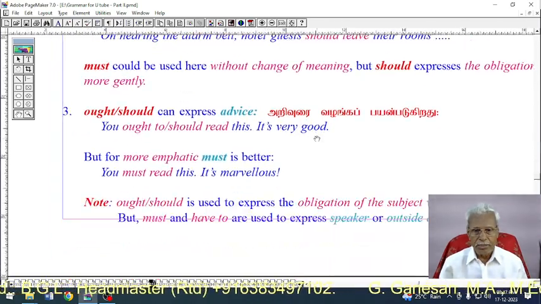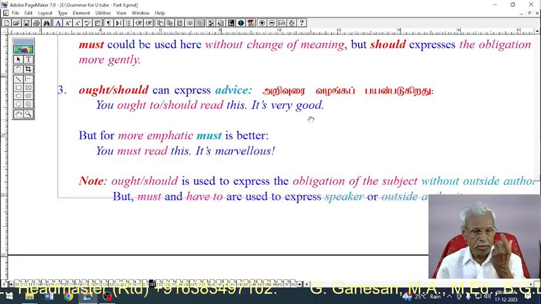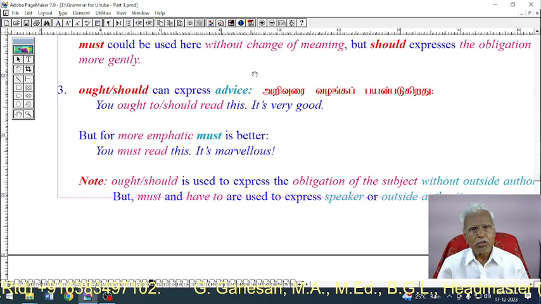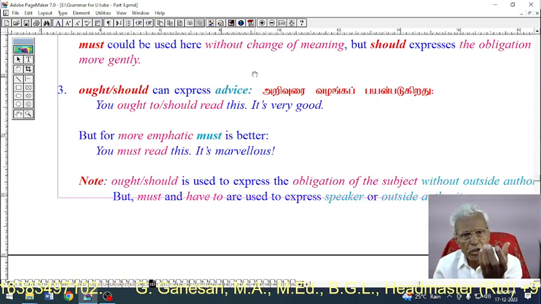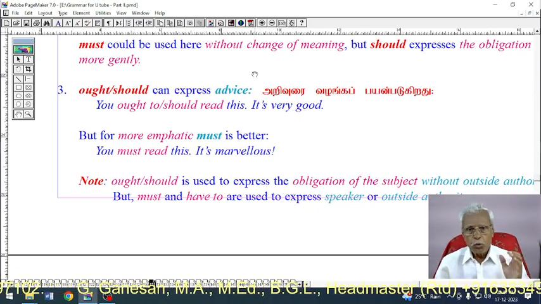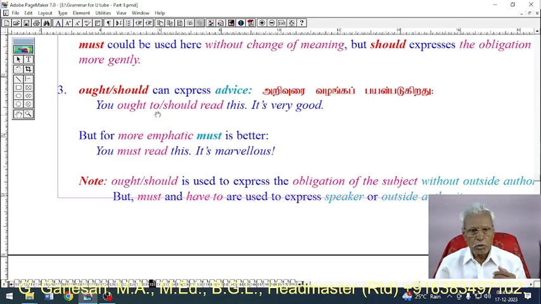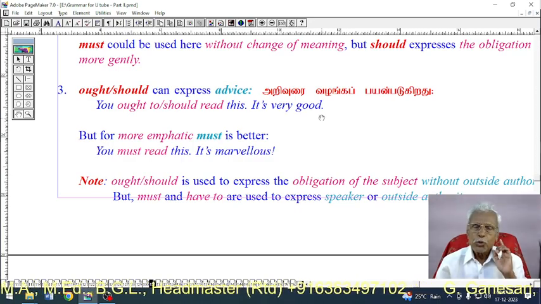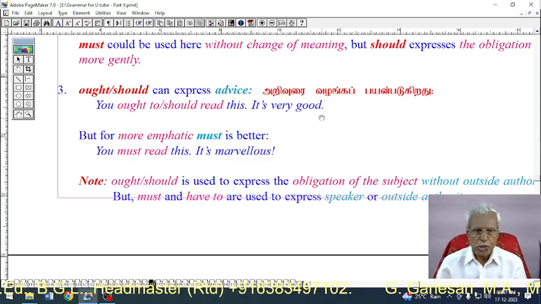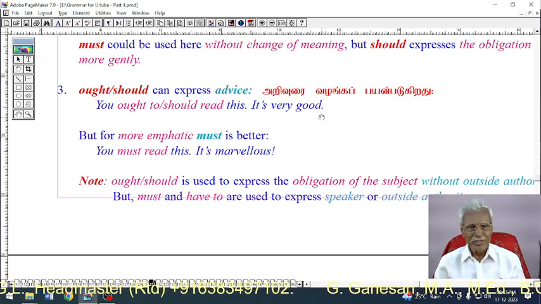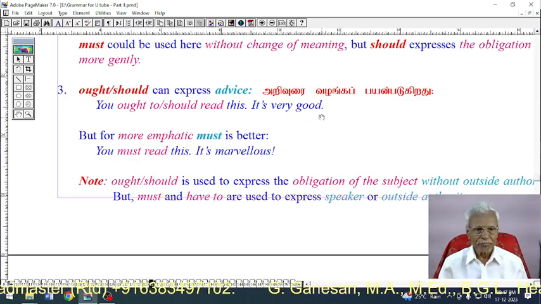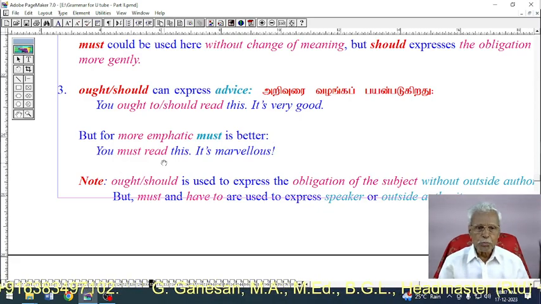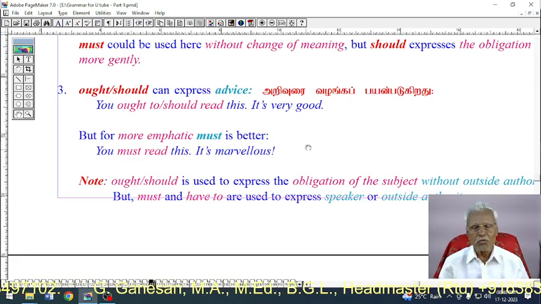Then let us say third. The third use of these things: ought or should can express advice, to give advice. You ought to or should read this. It is very good. You ought to read this book, or you should read this book. It is very good. It is an advice, a suggestion. But for more emphatic, must is better. You must read this. It is marvelous.